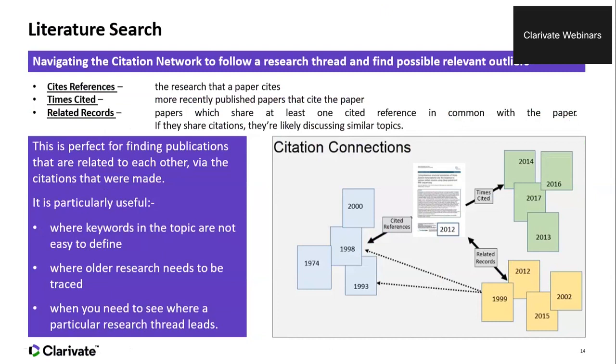It's also useful where you want to trace older research. If there are medical scientists here, look at older fundamental research that can be helpful for drug repurposing, or when you want to see where a particular research thread leads to. So, I am a material scientist looking for publications on graphene. I want to see what the new applications of graphene are now. Using a citation database for literature search would be very, very helpful from that perspective.